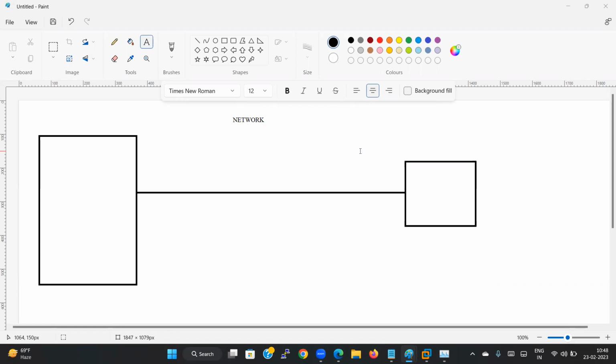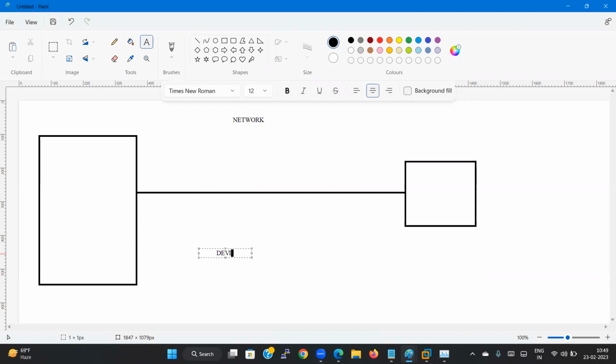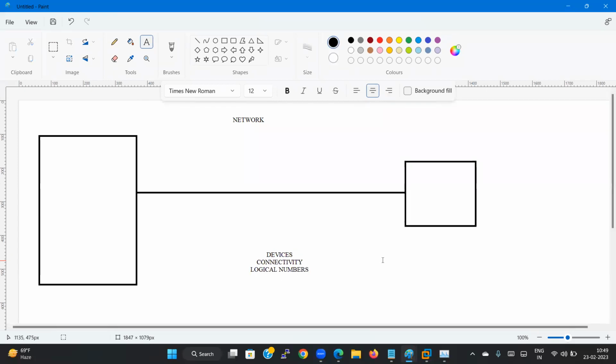Now, what are the necessary things here? First of all, to establish the communication, the first thing is that we require the devices. And the second one is connectivity. Connectivity that is either through wired or wireless, and some logical numbers. Either it might be a mobile number. So these are the three requirements which need to be fulfilled to make the communication with the opposite person.